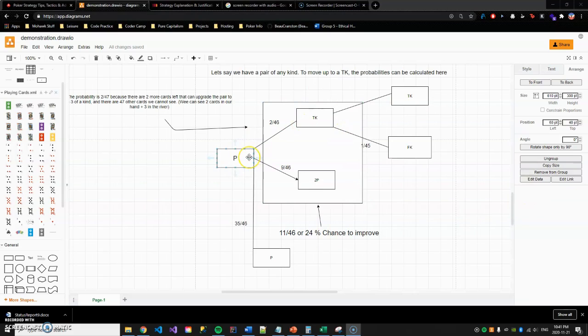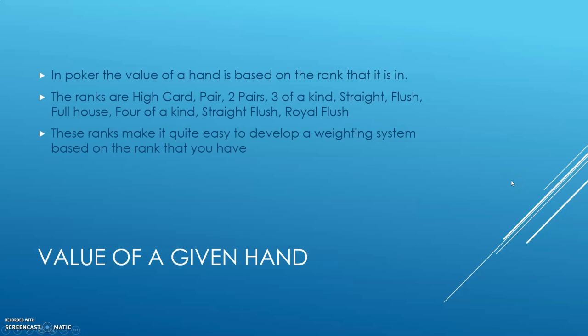So a pair is a pretty good starting point, and that's going to segue us into our next topic, which is knowing the value of a hand in the first place. As we know, the value of a hand in poker is mostly based on the rank that it's in. So the ranks are a high card, a pair, 2 pairs, 3 of a kind, straight, flush, full house, 4 of a kind, straight flush, and a royal flush. These ranks make it quite easy to develop a weighting system based on the rank that you have.